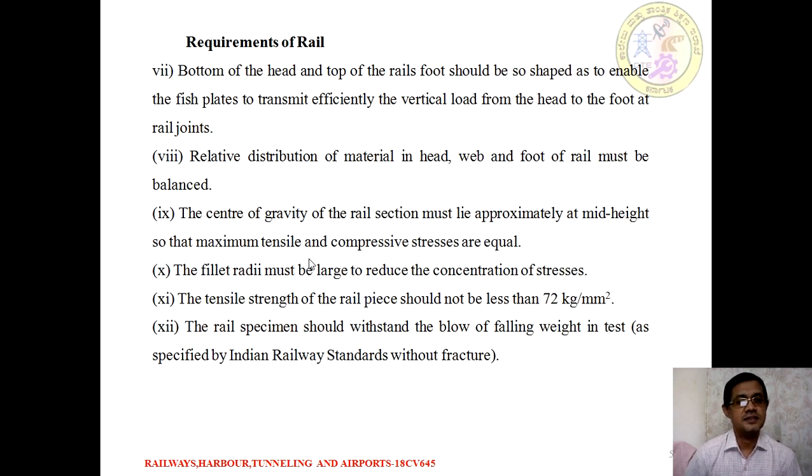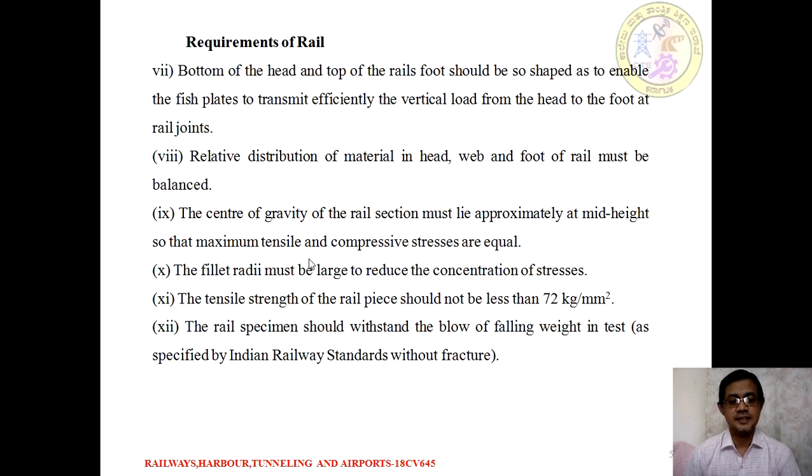Next, the center of gravity of the rail section must lie approximately at the middle height so that the maximum tensile and compressive stresses are equal. That is, the neutral axis should lie within the web portion. The fillet radii must be large to reduce the concentration of stresses. That is, at the web portion or the junction of the head or the foot, the fillet radii should be larger to reduce the concentration of stresses.